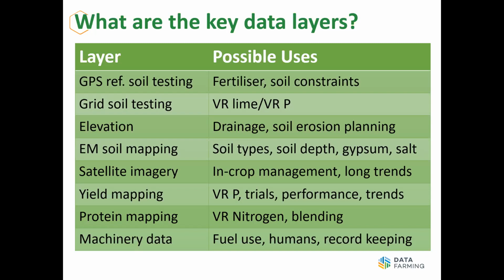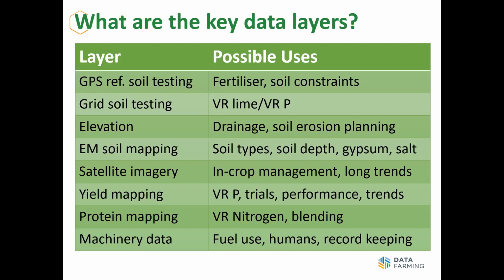Protein mapping, we're seeing a big interest in protein mapping now. You can't really do variable rate nitrogen unless you have protein. You need to work out crop removals. You need your protein times your yield times your crop factor, which gives you nitrogen extraction. And it's perfect for doing that. And I'll show you some good slides on that later. Many growers are using it for blending as well as they go to achieve their optimal protein content in their grain.